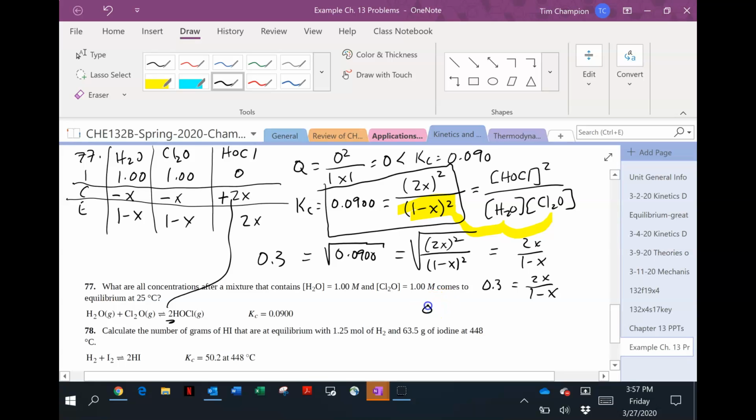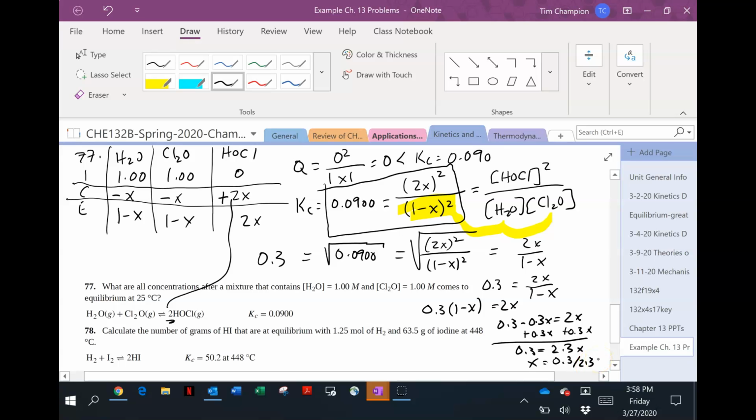We cross multiply. 0.3 times 1 minus x is equal to 2x. We then distribute the 0.3 through that, so we have 0.3 minus 0.3x is equal to 2x. Then we add 0.3x to both sides. And we wind up with 0.3 is equal to 2.3x. So x is equal to 0.3 divided by 2.3.